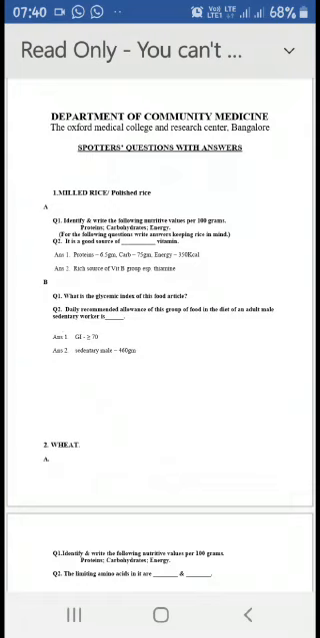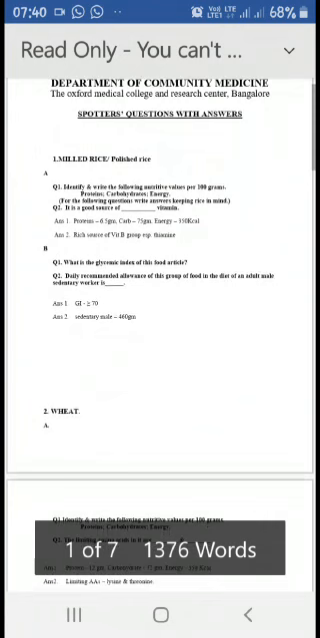The first one is milled rice or polished rice. You have to identify that, and you must know the nutritive values per 100 grams of protein, carbohydrate and energy in rice, and also which vitamin it is a good source of. Milled rice or polished rice gives protein 6.5 gram, carbohydrate 75 gram and energy 350 kilocalories. It is a rich source of vitamin B, especially thiamine.